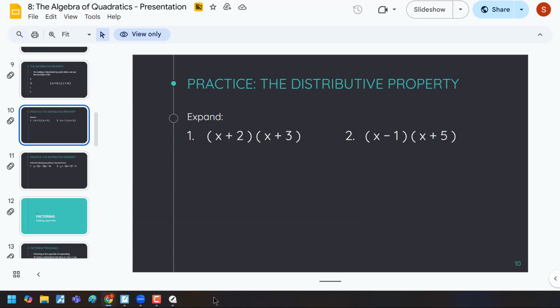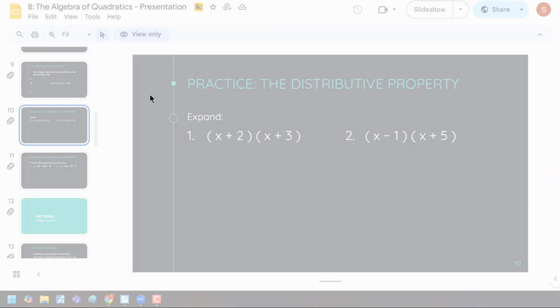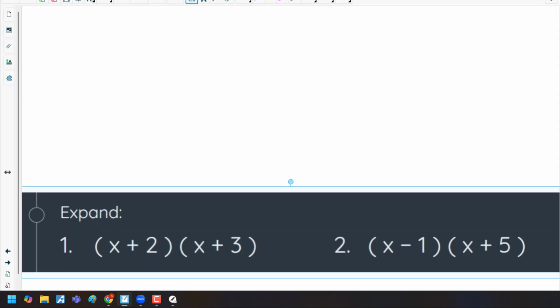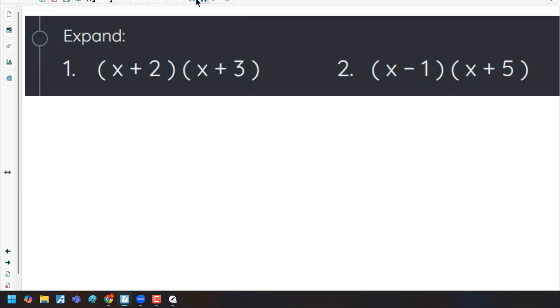Let's now try with actual examples that you will be expected to do. Here we have x plus 2 and x plus 3. So first I'm going to draw that arrow, and then draw this arrow. So x times x is x squared, and then x times 3 is plus 3x.